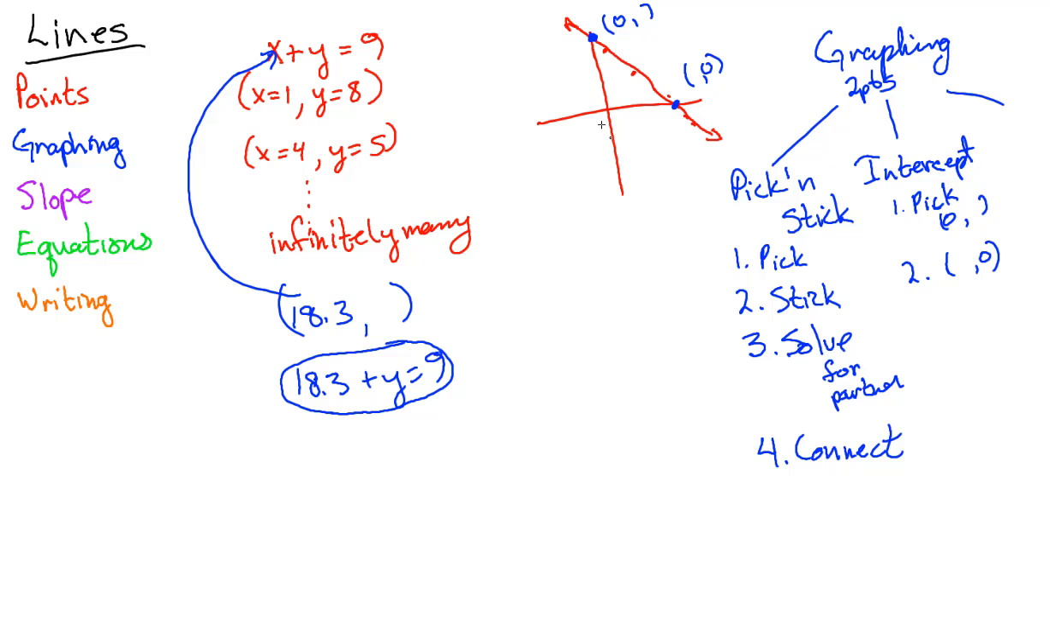Now, is it possible that it'll go through the origin? Absolutely. Then you'll only get one of them and you have to revert back to this. So the third way of graphing is using the slope. So we've got to talk a little bit about slope right now.